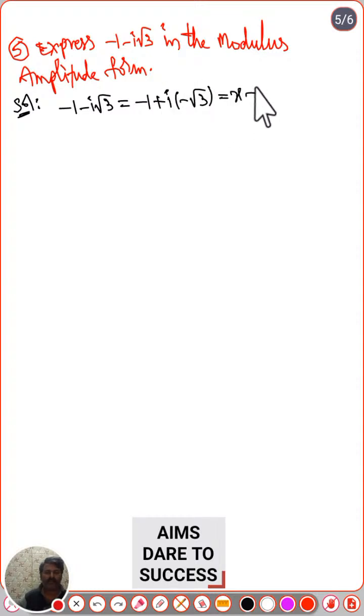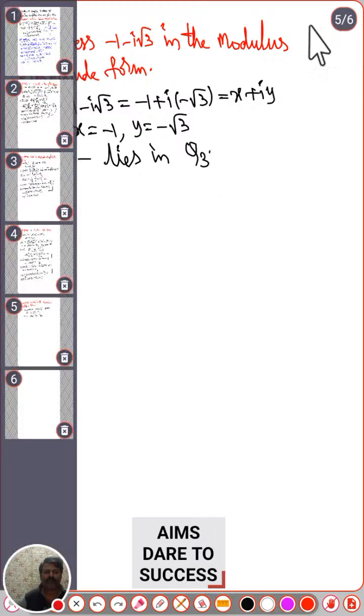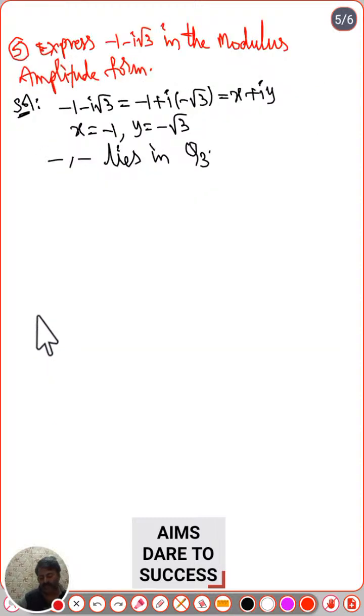So this is in the form of x plus iy. Here the x value is minus 1 and the y value is minus root 3. Here the x value is minus and the y value is minus, so they lie in the third quadrant. My dears, write it according to this: theta belongs to open interval minus 180 to closed interval 180. So according to this you will continue with the mod form.